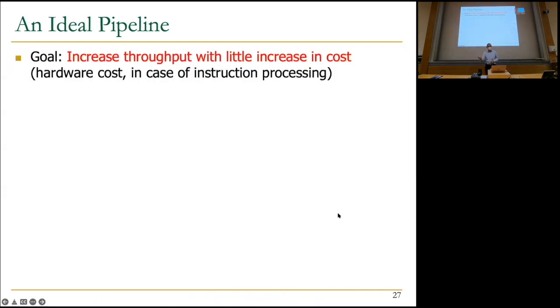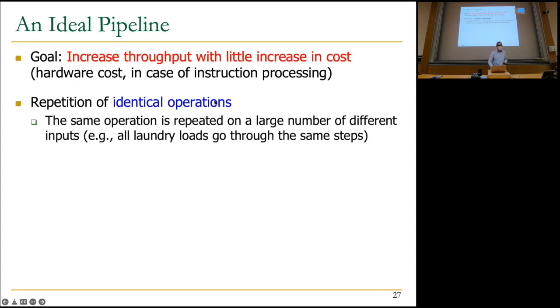So I'm showing you these earlier pipelines because an assembly line of cars is more or less an ideal pipeline. So what's an ideal pipeline? Our goal is to increase throughput with little increase in costs, in the case of instruction processing, hardware costs. In an ideal pipeline, basically there are 3 properties. We want to repeat identical operations, meaning the same operation is repeated on a large number of different inputs. For example, all laundry loads go through the same steps, right? All cars go through the exact same steps.